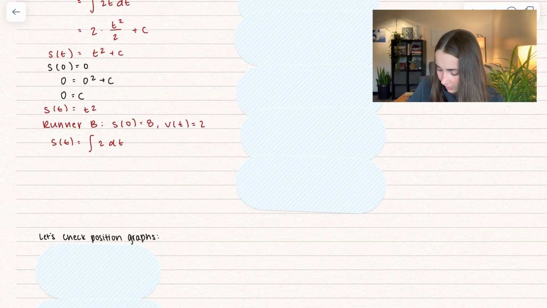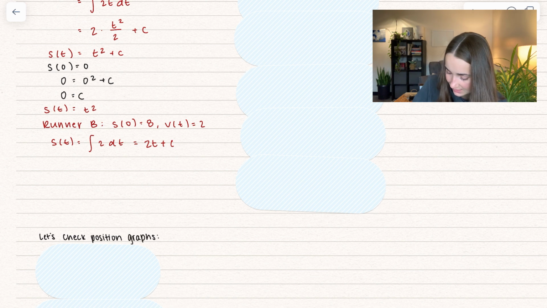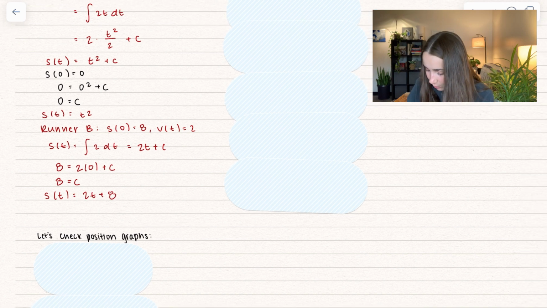So when we integrate a constant, we're just adding on a value of t. So we get 2 times t plus some constant c. Now we can go ahead and use this initial position in order to find what that c value is equal to. We know s of 0 is equal to 8. So we have 8 is equal to 2 times 0 plus c. Here we get 8 is equal to c, and we can get our final equation, s of t is equal to 2t plus 8. So now we have both of their equations.